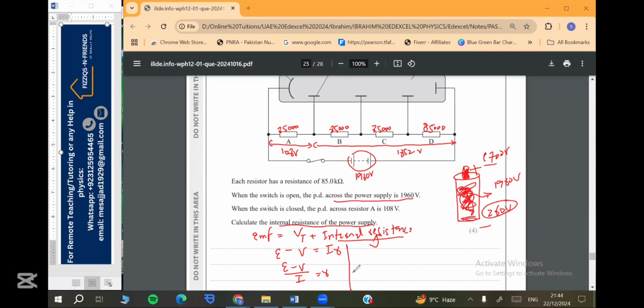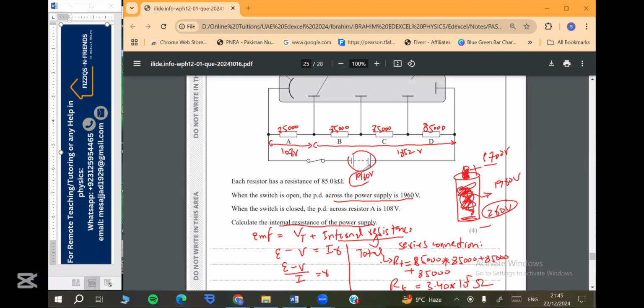Now, what is the total resistance of your circuit? All resistors are connected in series, so we write series connection, and for that total resistance RT equals 85,000 times 1, 2, 3, 4. So 85,000 plus 85,000 plus 85,000 plus 85,000. So RT is equal to 3.40 into 10 raised to the power 5 ohms. This is your total resistance.